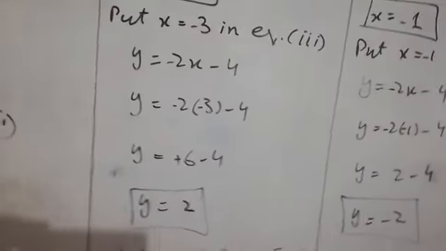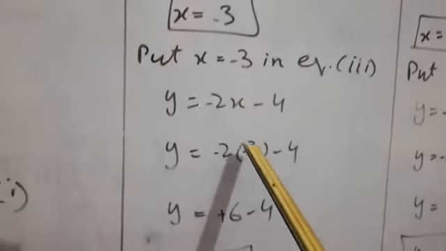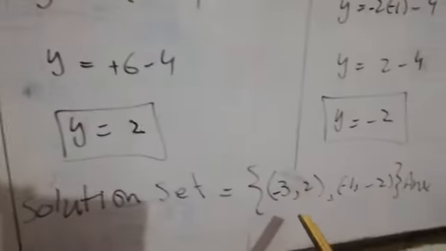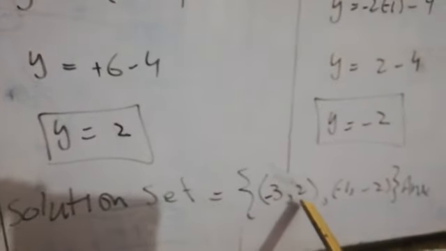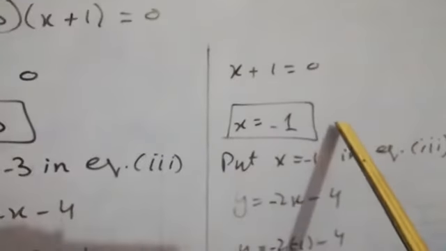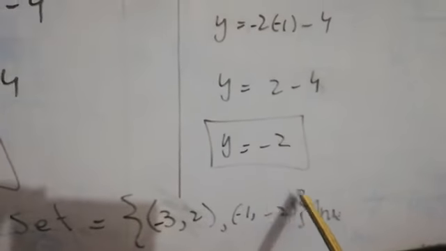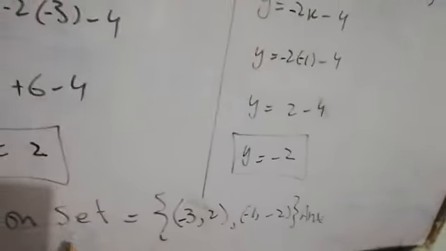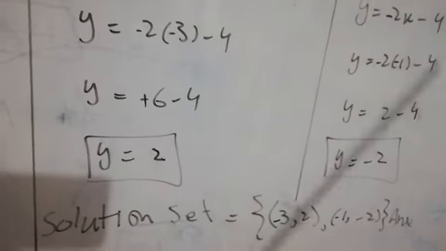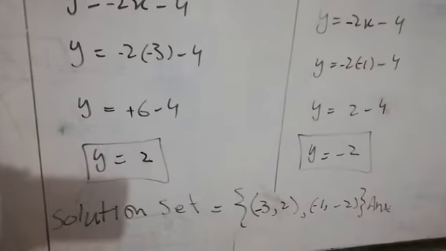Now my dear students, you can observe that whenever the value of x is minus 3, then value of y is equals to 2. And whenever value of x is equals to minus 1, then the value of y is equals to minus 2. So we will write the solution set of this simultaneous equation, and this is the answer of this equation.